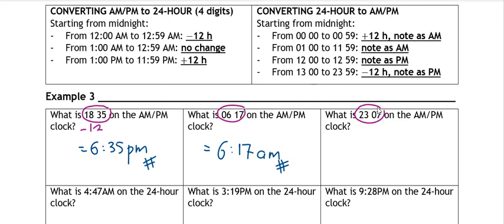Last but not least, what is 2307 on an AM PM clock? This one falls in the fourth category, which is from 1300 to 2359. So here you have to subtract 12. You will get 23 minus 12, which is 11:07, and it's in the night. So 11:07 PM. Okay, so that's for converting 24-hour to AM PM examples.